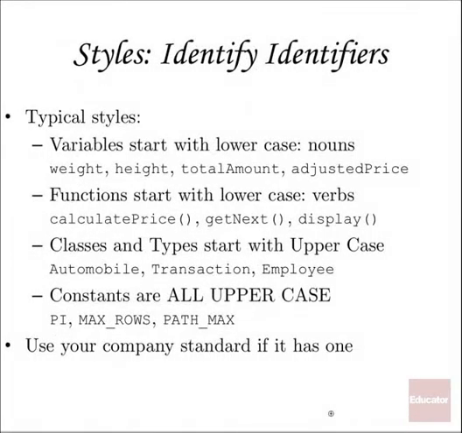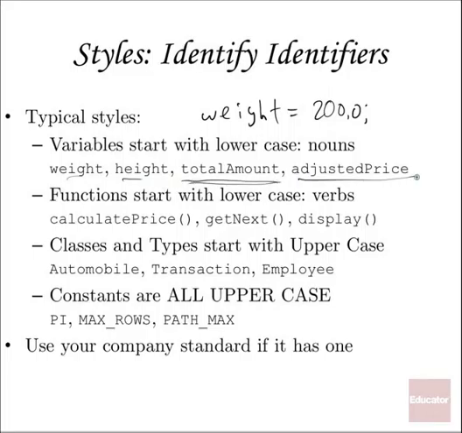So here's some typical styles. Variables start with a lowercase letter, for example, weight equals 200. So we start with a lowercase variable: we have weight, we have height, we have total amount. It has to be equal to something. You do some calculations to figure out what your total amount is, add all your different amounts, and keep a variable called total amount. Adjusted price, you add taxes, what have you.